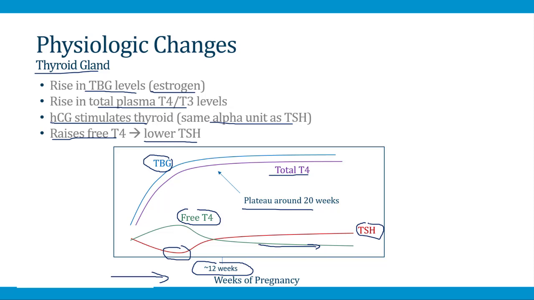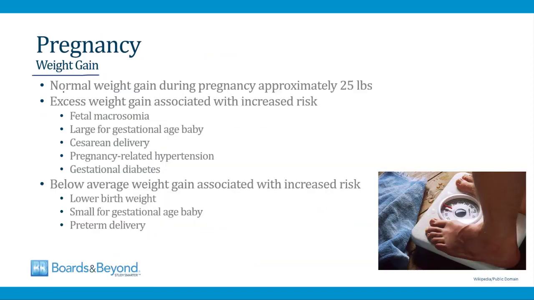Let's talk about weight gain during pregnancy. So normal weight gain during pregnancy is approximately 25 pounds. And when there is excess weight gain associated with a pregnancy, this raises the risk of a number of adverse outcomes. First of all, the baby can get too large. You can have fetal macrosomia or large for gestational age babies, and this can lead to cesarean delivery.